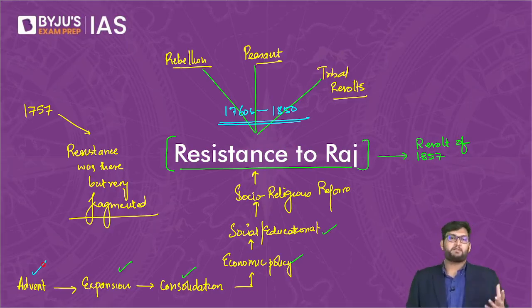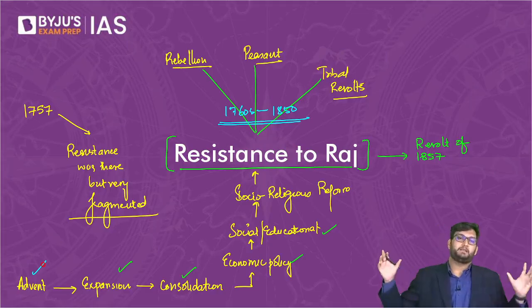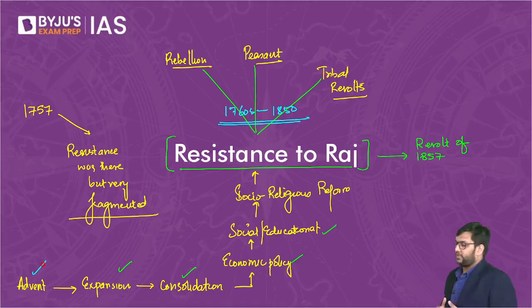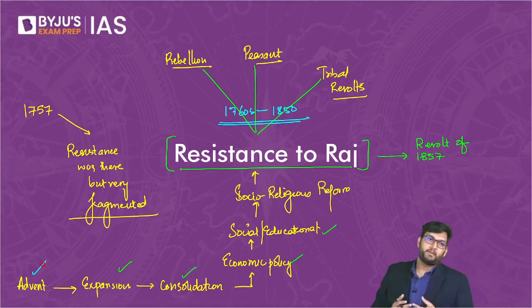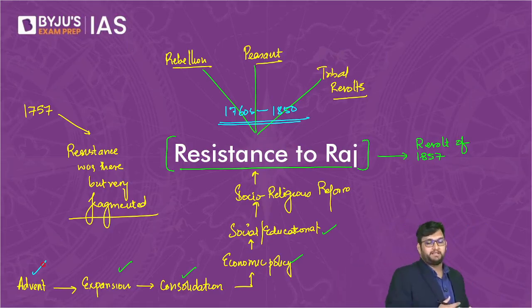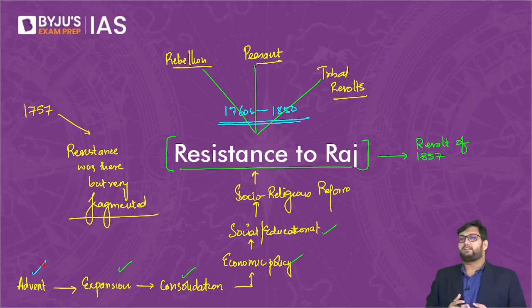And now we are consolidating everything. In the past 100 years, what was the resistance to the Raj, if there was some? And why is it that the peasant and tribal revolts, the rebellions generally, were not that successful, or what were their limitations?